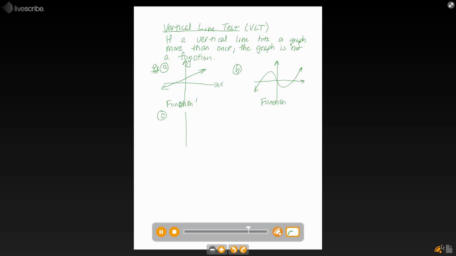What about something like this? Okay. Check this vertical line out. How many times does it touch the graph? Twice. Is it a function? No, not a function.